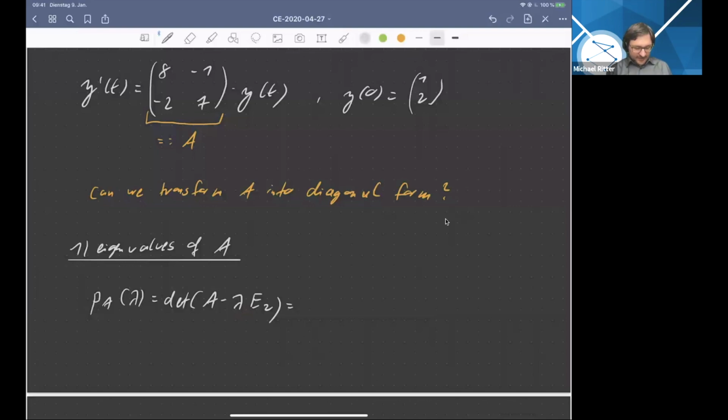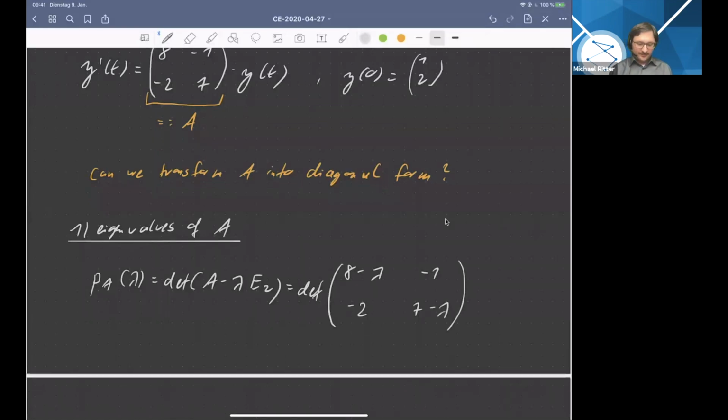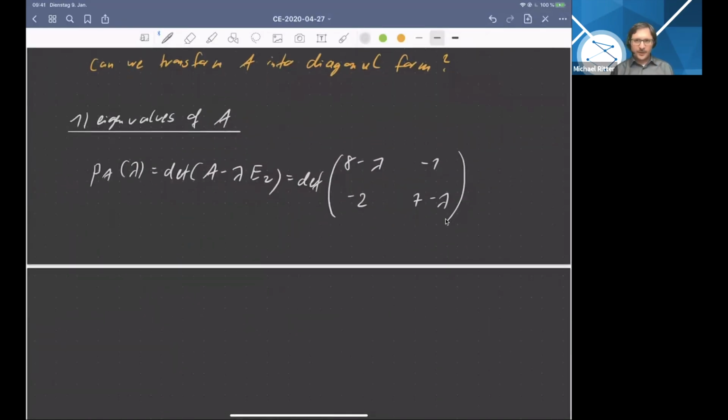Okay, so let's write down this matrix here. We need the determinant of (8 minus lambda, -2; -1, 7 minus lambda). That determinant is 8 minus lambda times 7 minus lambda minus 2. And I don't see a straightforward way of factorizing this, so I just write down the expanded form.